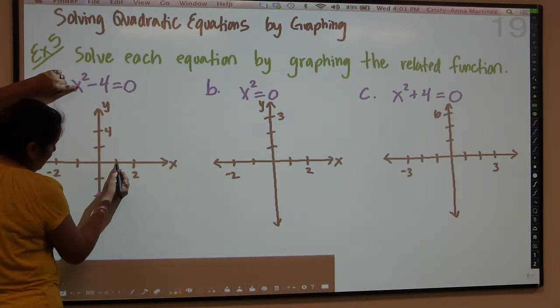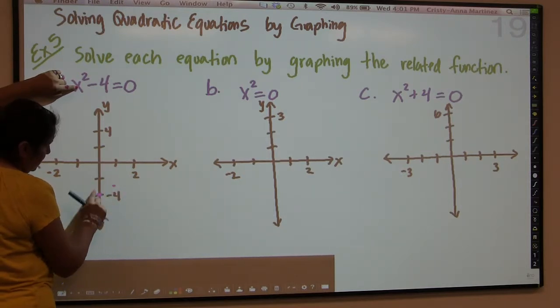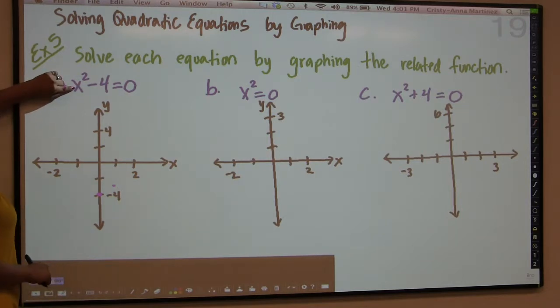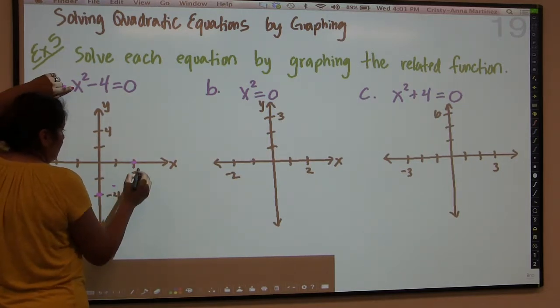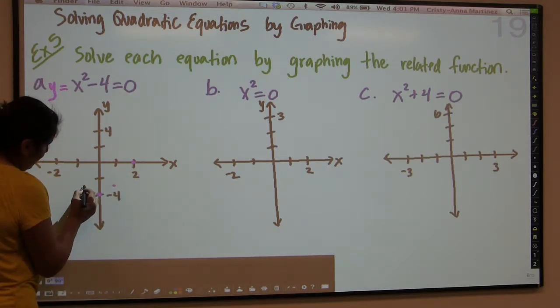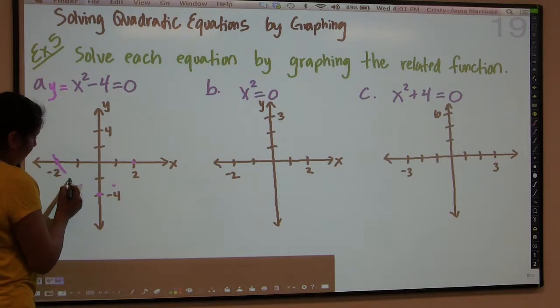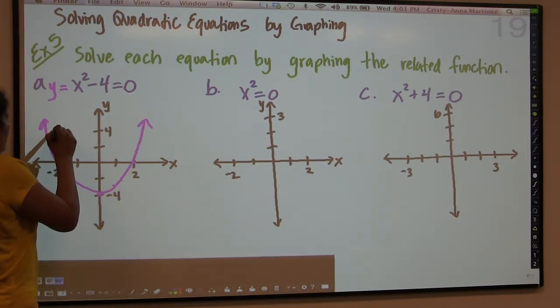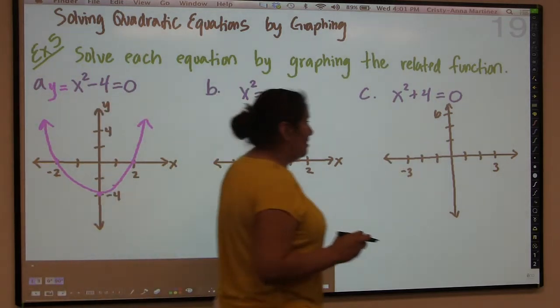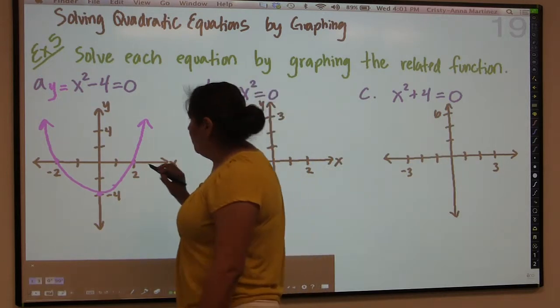So when x is 1, it'll be negative 3. And I'm going by 2's here, so negative 3 is in the middle of 2 and 4. And then if I plug in 2, 2 squared is 4, and 4 minus 4 is 0. And because of the symmetry, we can expect this guy to be here and this guy to be there. And so I graph my parabola like so.